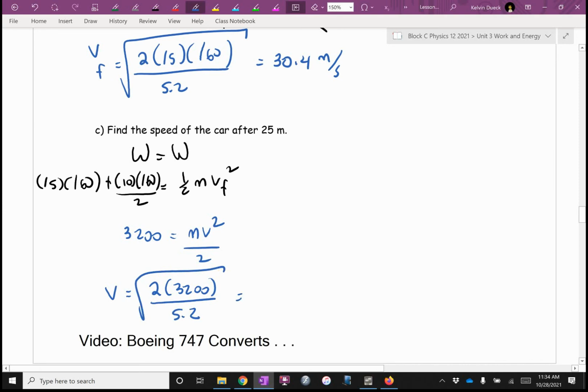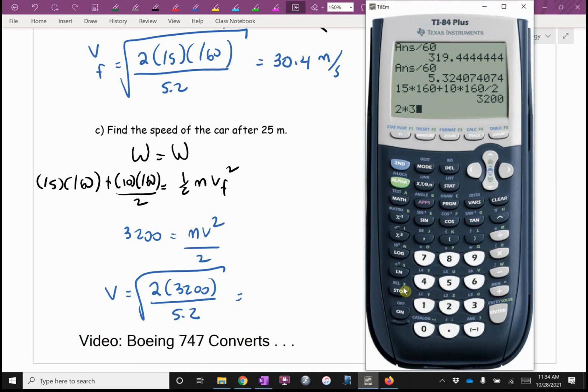Is the answer going to be bigger than 30.4 or smaller than 30.4? How do you know? The rocket was still going. The force was decreasing, but there was still an unbalanced force, so it's still accelerating. So I'm expecting a bigger answer. A bit of a built-in error check there, right?